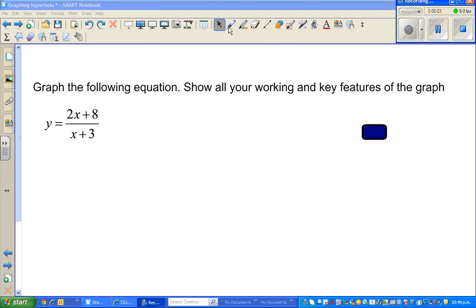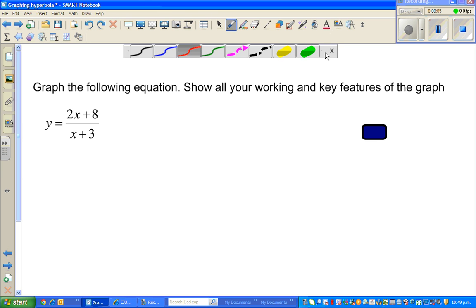Continuing with graphing hyperbola, this is the sixth video in the series. So the question is, graph the following equation, show all your working and key features of the graph. Now this is the equation of a hyperbola.